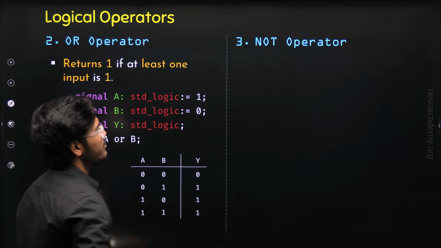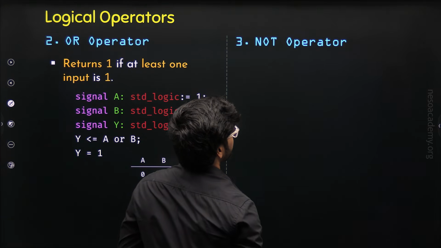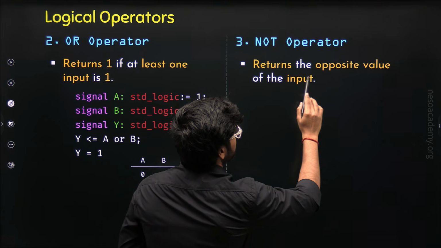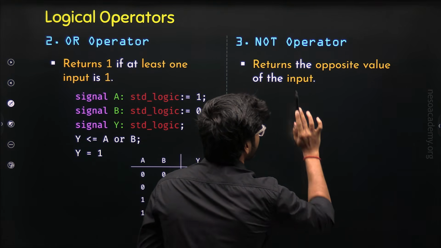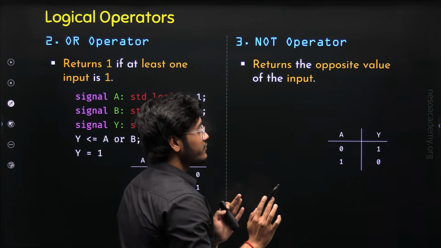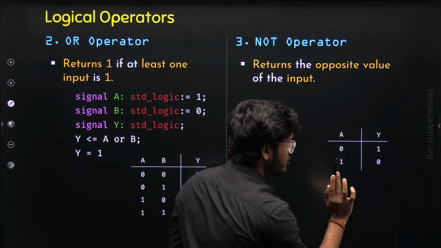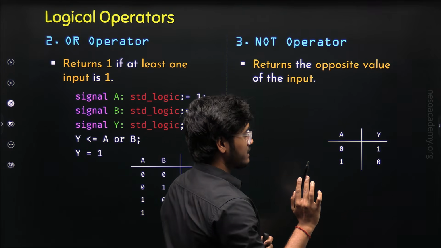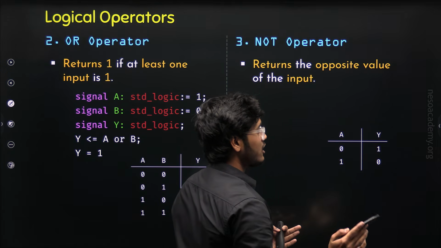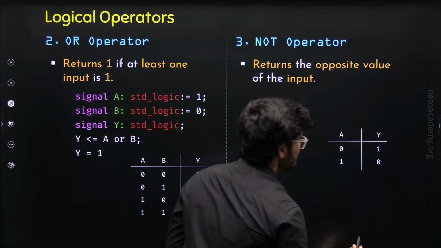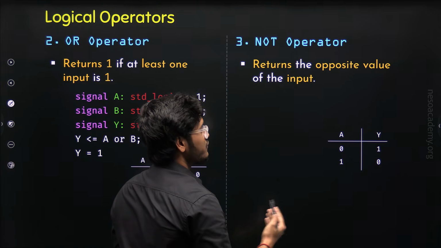Let's see third operator, NOT operator. NOT operator returns the opposite value of the input. That is, if input is 0, output will be 1. And if input is 1, then output will be 0. So output will be opposite of the input.